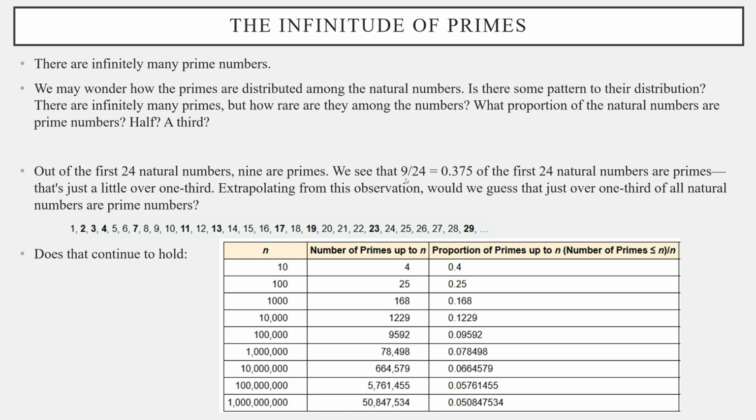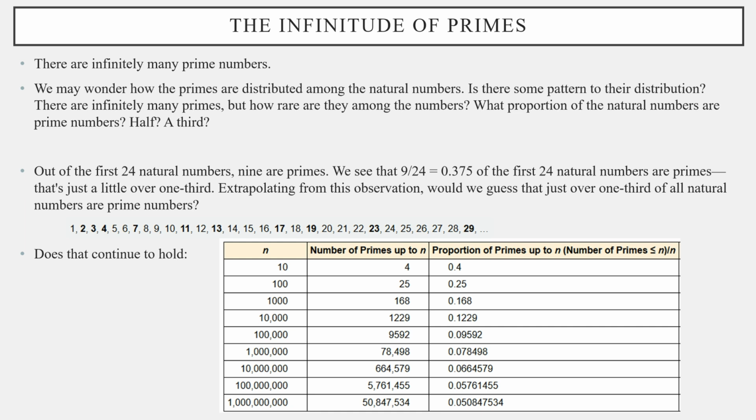So if you take 9 divided by 24, turning it into a percentage, it's a little under 38%. So just a little over a third. Extrapolating from this observation, could we guess that just over a third of all natural numbers are primes?